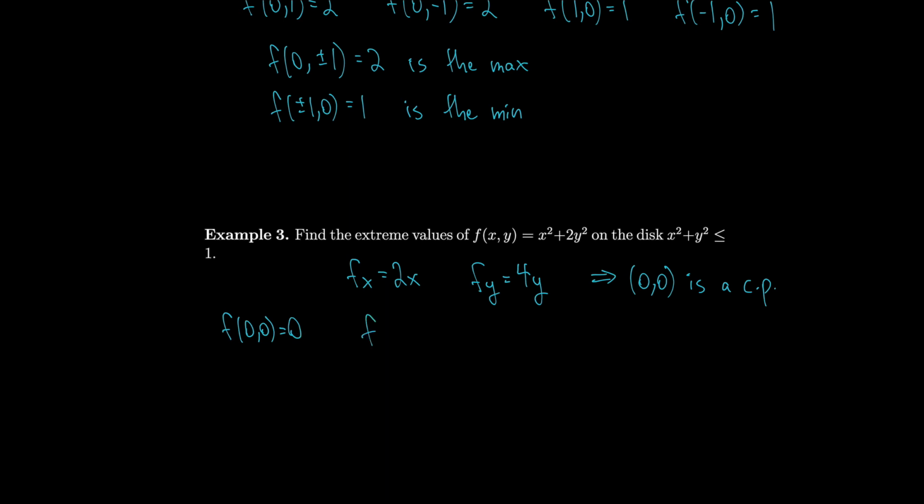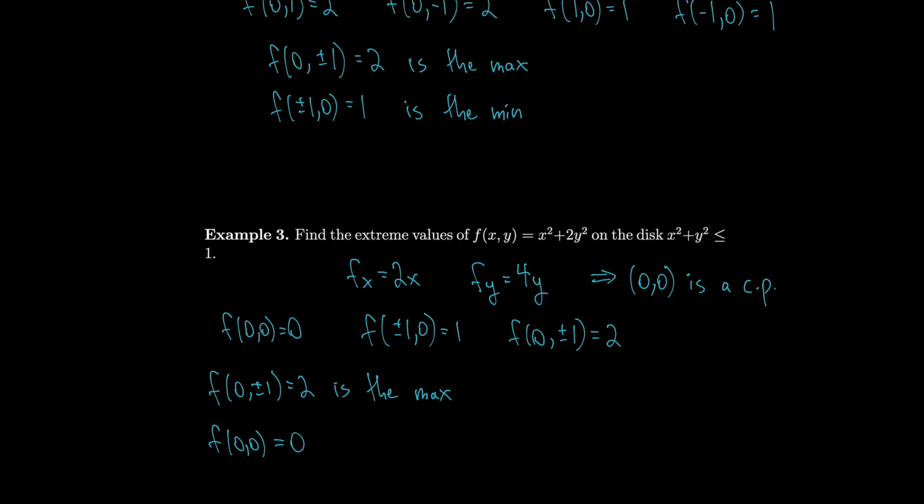inside. So I'll look at my boundary points, and I'll look at my point inside, and I'll see which is the max and which is the min. Well, it looks like I've got the same max as I did before on the boundary. f of (0, ±1) equals 2 is still the max. But since we're considering the domain inside of the circle too now, we now have f of (0, 0) equals 0 as the min. It's no longer on the boundary. So that's our minimum.